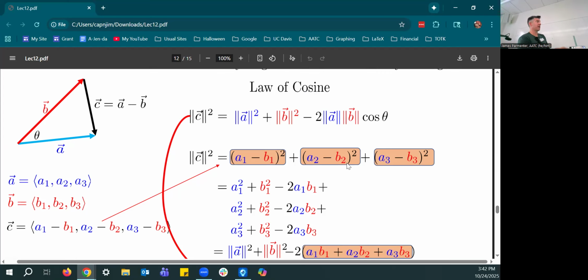But if theta is not equal to 90 degrees, this is the more general version of the Pythagorean theorem, which says you can calculate the length of any side of a triangle by knowing the other two sides and the angle between them. The length of C squared is the length of A squared plus the length of B squared minus 2 times the length of A times the length of B times cosine of theta. And then he actually shows you how you can calculate this.